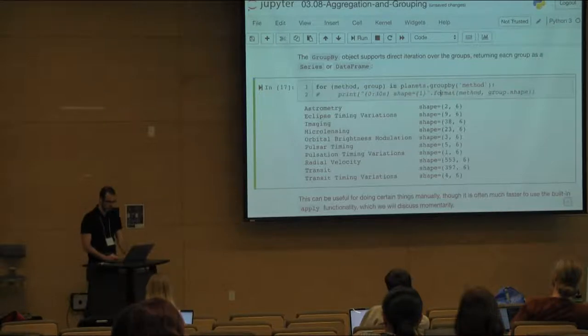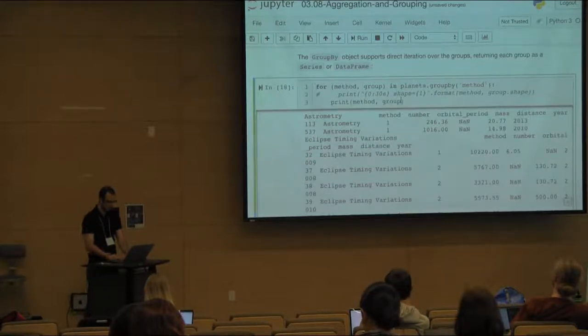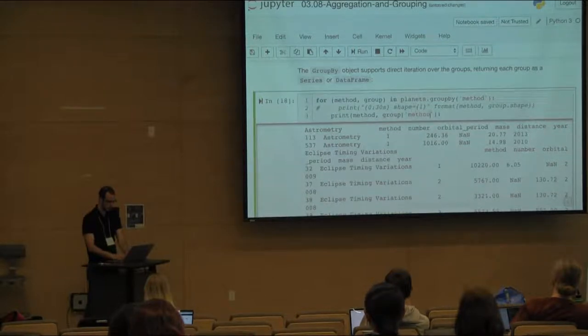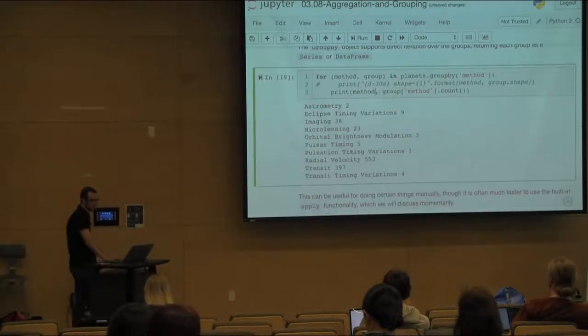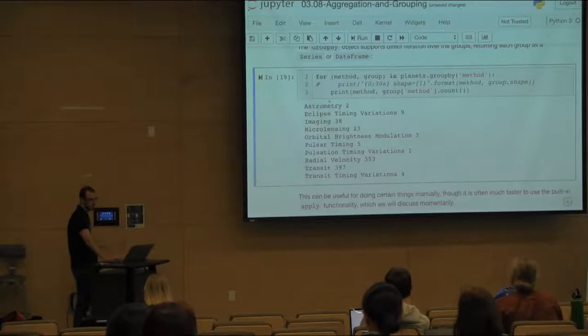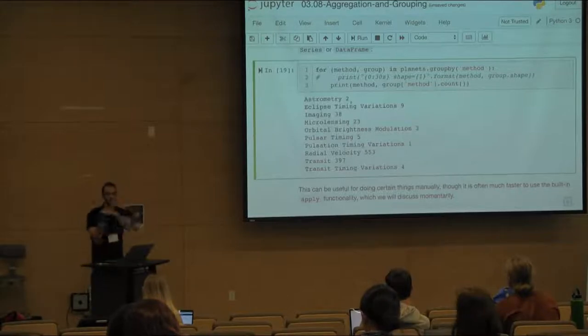So actually, this is a little confusing, let me make this more explicit. Okay, so what's happening here is that we're printing that method, which is just the value of the group. Here's the first group it detected, where group method is astrometry. And all I'm doing is taking that entire group we've just been handed and counting the number of observations in the method column. So explicitly, I'm basically counting the number of rows within each group.